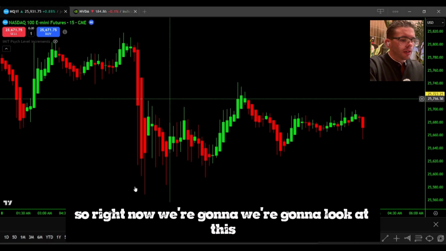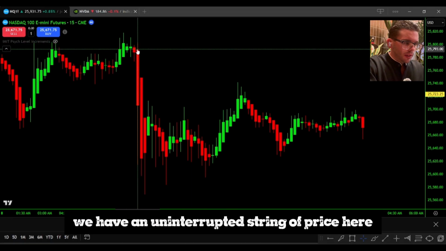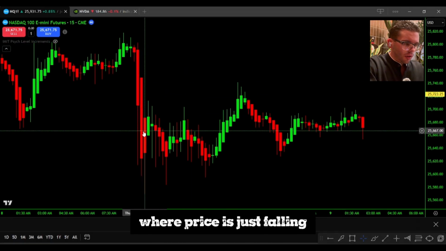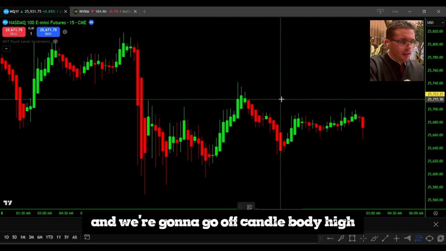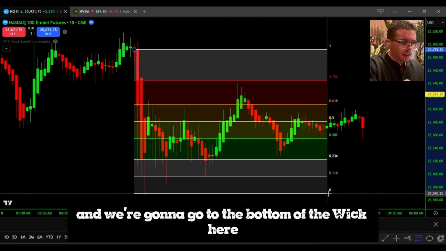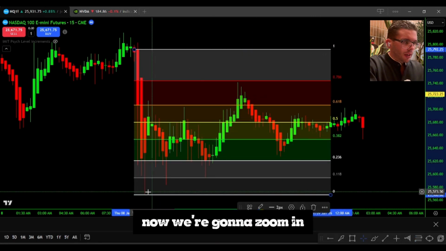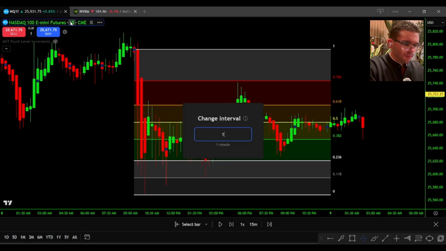So right now, we're gonna look at this. We have an uninterrupted string of price here. Price is just falling, and then it finally bottoms out. So we're going to take the Fibonacci scale, and we're going to go off candle body high, and go to the bottom of the wick here. Now we're going to zoom in, and look at this structure on a 1-minute time frame.